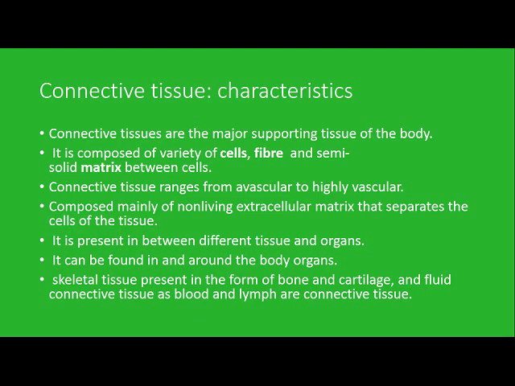They are composed mainly of non-living extracellular matrix that separates the cells of this tissue. So the matrix, the jelly-like substance, most of the time is non-living and it is made up of different sorts of calcium and potassium. It is present in between different tissues, different organs. It can be found in and around the body organs.